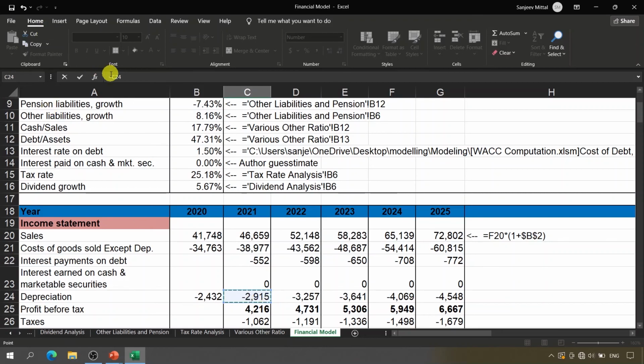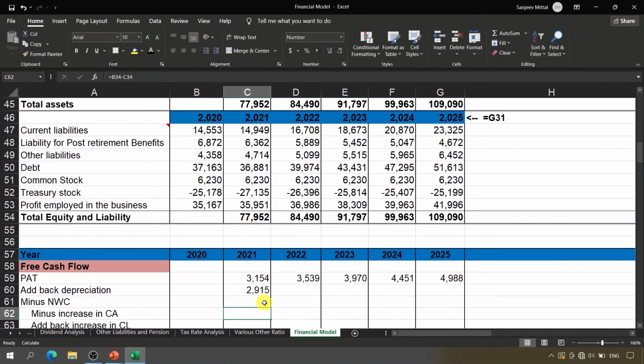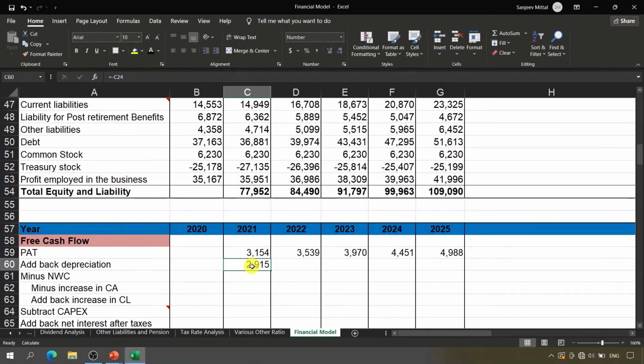So we need to add this number. So I am just writing a negative sign here so that this negative number shall be converted into a positive number for our purpose. And you can simply see that our depreciation can be seen here. Once our depreciation is written here, I can copy and paste these details for all the 5 years, and we have added our depreciation for all the 5 years.